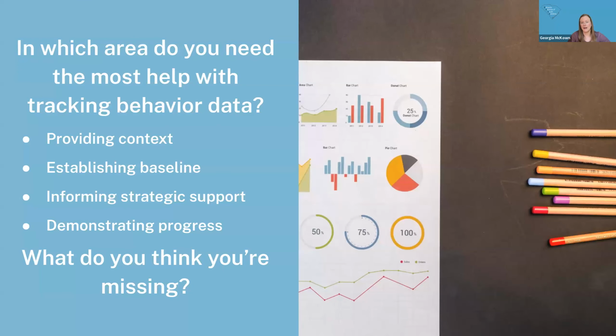All right, I've done a lot of talking about why we collect data. Now I want you to stop and reflect. In which area do you think you need the most help tracking behavior data? Providing context, establishing a baseline, informing strategic support, or demonstrating progress? After you pick one, what do you think you're missing or need more help with to get more comfortable with that specific area? You can stop the video and reflect here, and then keep an eye out for that as you're moving through the rest of the video.